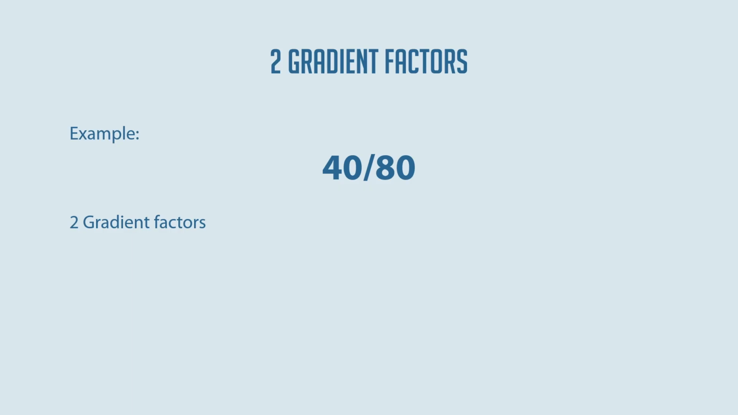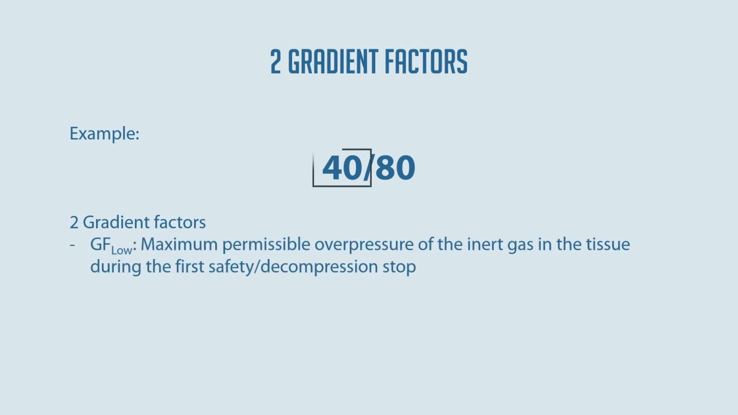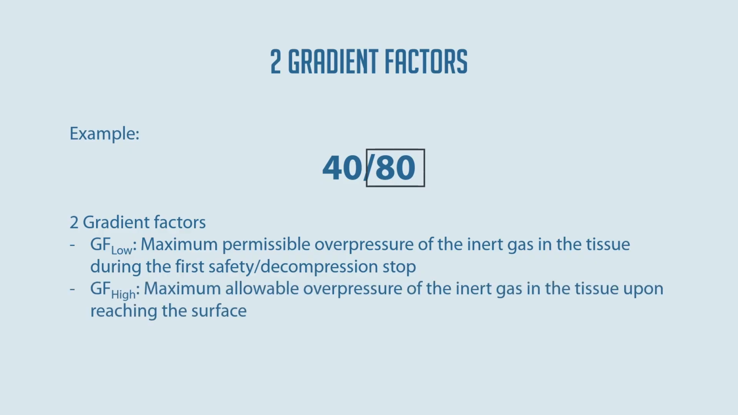Let's take the combination 40-80 as an example. The first number, 40, is referred to as GF low and describes the maximum tolerable overpressure of the inert gas in the tissue during the first safety or decompression stop at depth. The GF high, in this case 80, also describes the maximum tolerable overpressure of the inert gas in the tissue, but upon reaching the surface, and thus determines the possible supersaturation at the end of the ascent.